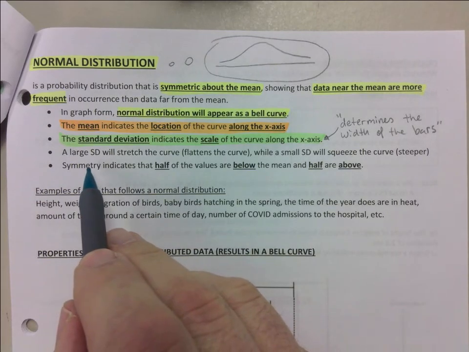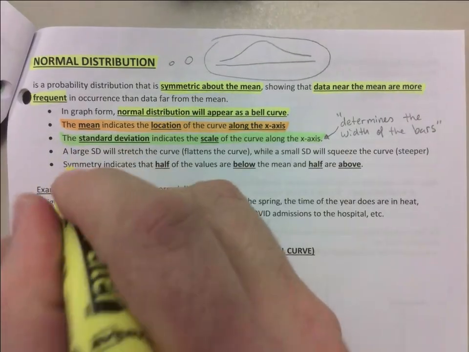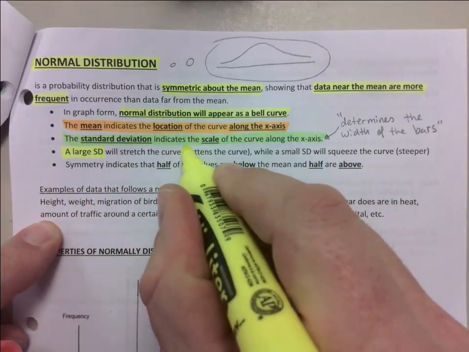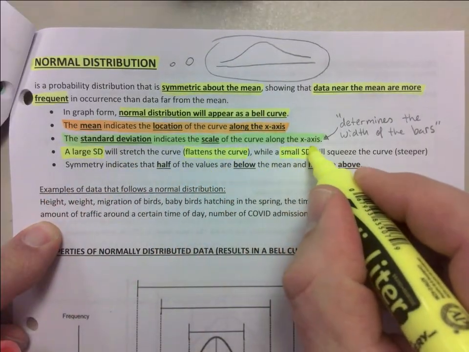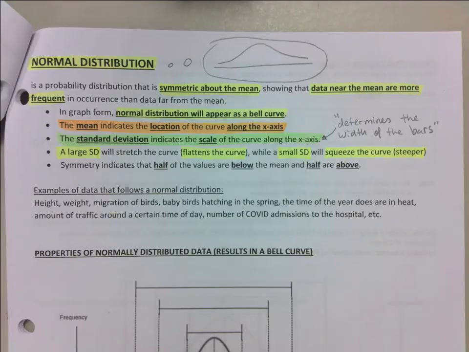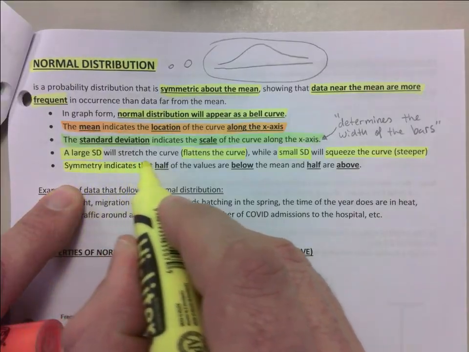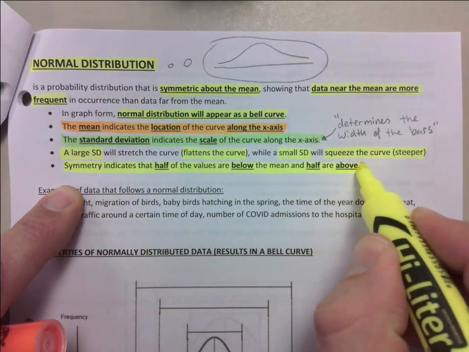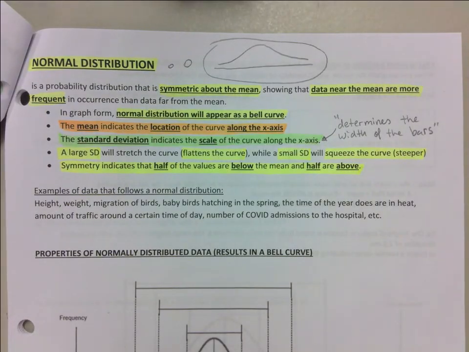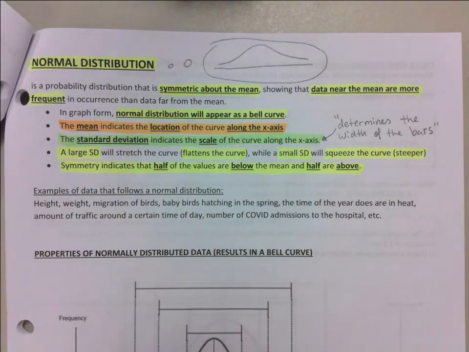Okay? A large standard deviation will stretch the curve, flatten the curve. So I don't think this is new. A large standard deviation will flatten the curve. A small standard deviation will squeeze the curve, will make it steeper. Okay? Symmetry indicates that half of the values are below the mean and half of them are above the mean. It's also important. So all of these concepts are important, but in particular the orange and the green, those are important when it comes to graphing.